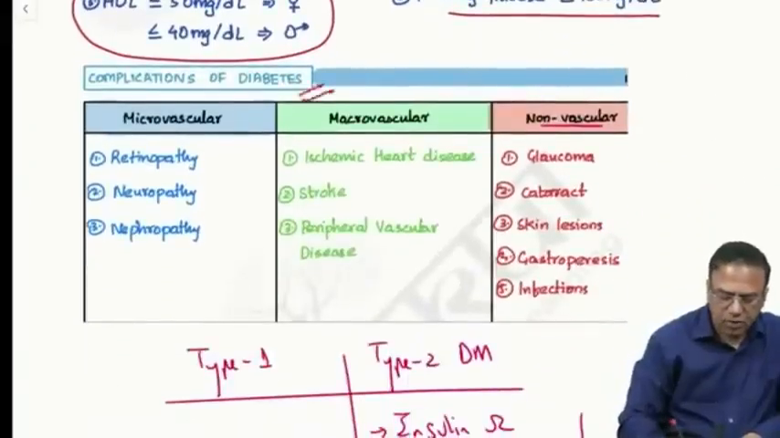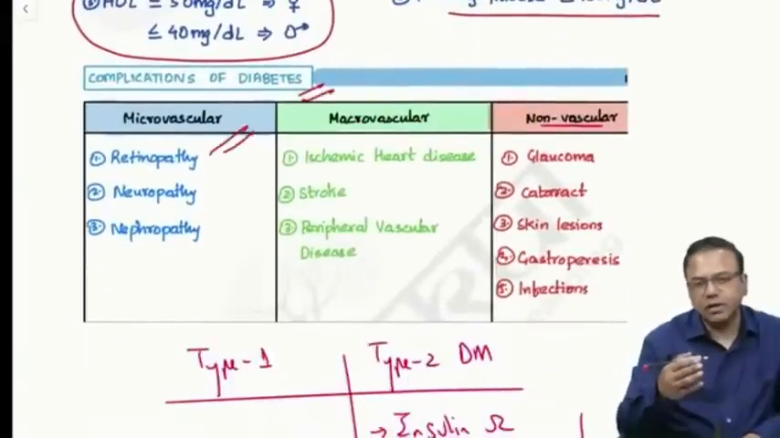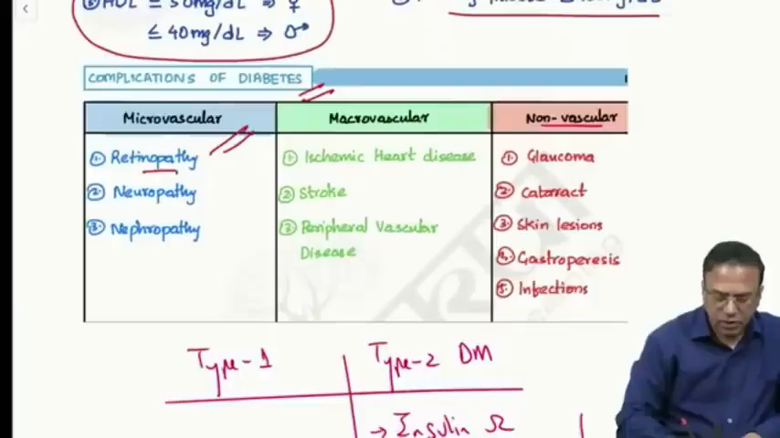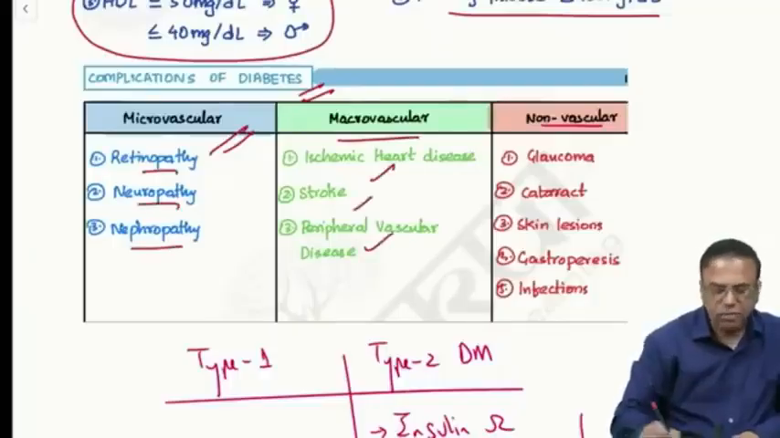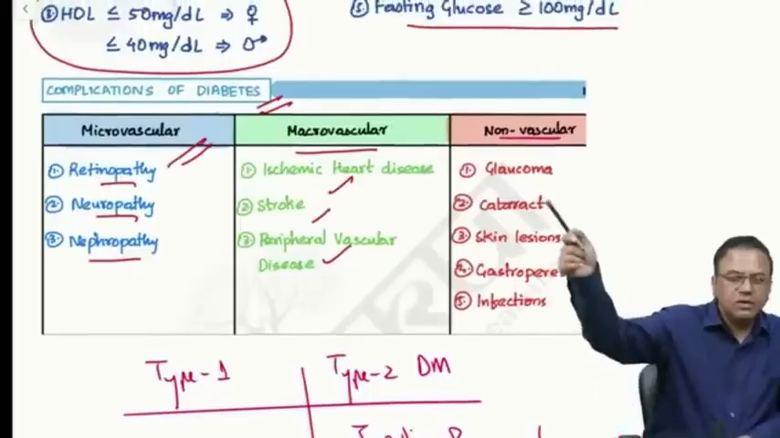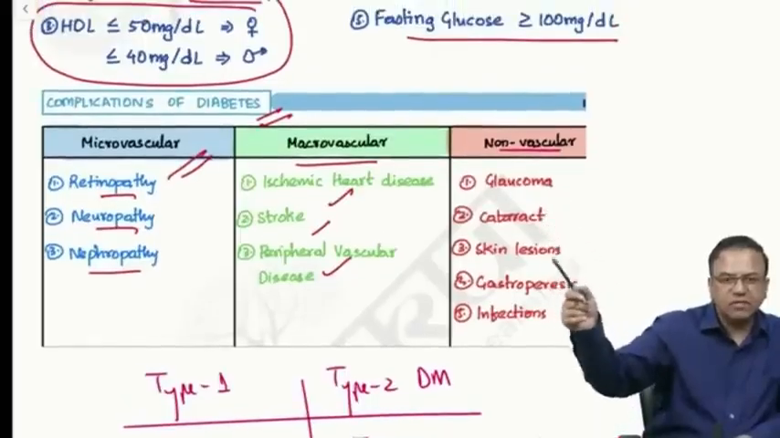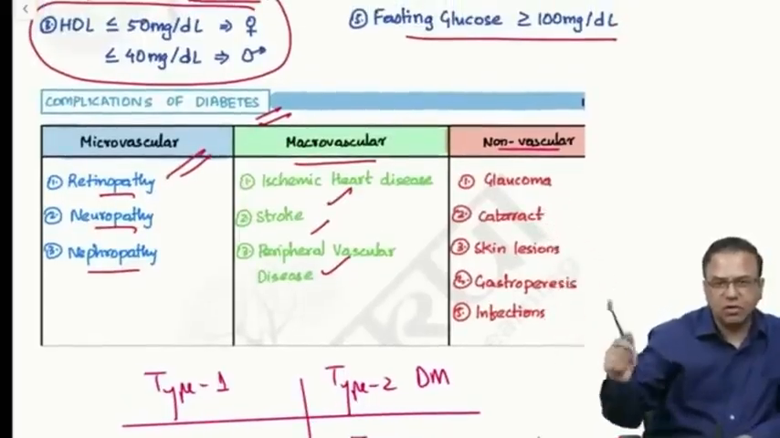What are the complications of diabetes? Basically diabetes affects the vessels. So you can have retinopathy, neuropathy, nephropathy, which are microvascular. Macrovascular, you have ischemic heart disease, stroke and peripheral vascular disease. But non-vascular ones are also there: glaucoma, cataract, skin manifestations, gastroparesis, infections, all these are non-vascular.